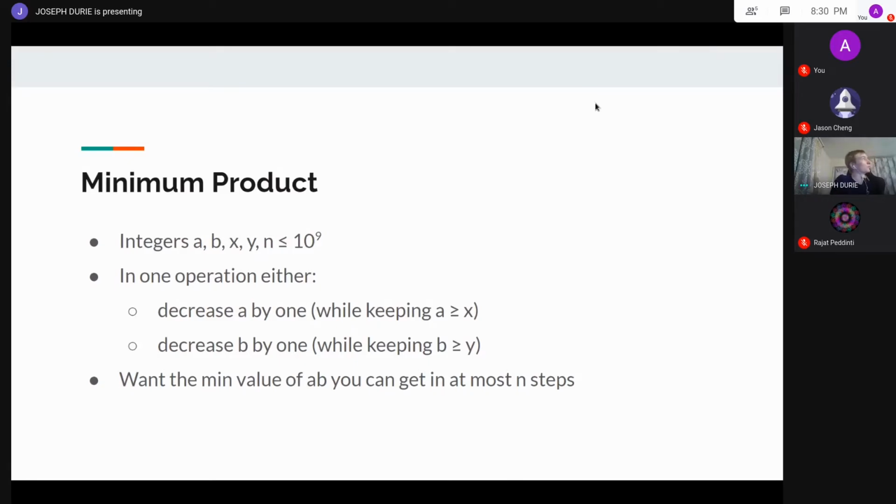So what happens to the product when you decrease A by 1 versus B by 1? And how can we use that to figure out which one's better?